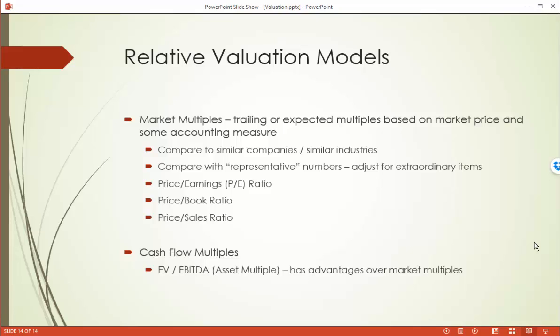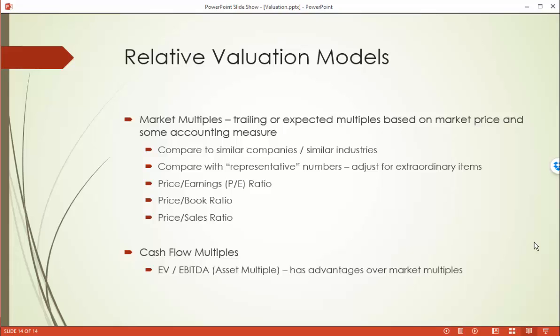Another thing to keep in mind here is that we want to compare using representative numbers. And so that means we might want to adjust for extraordinary items, for extraordinary things that happen in any particular year, using these multiples. So for instance, if there's a really large extraordinary gain that happened, for instance, a firm sold a big chunk of assets and they have this special one-time gain, it would be bad to use those numbers in the multiples calculation because it's a one-time event. It's not representative of what's really going on with the firm. So we want to adjust for extraordinary things whenever we're using this multiples approach.